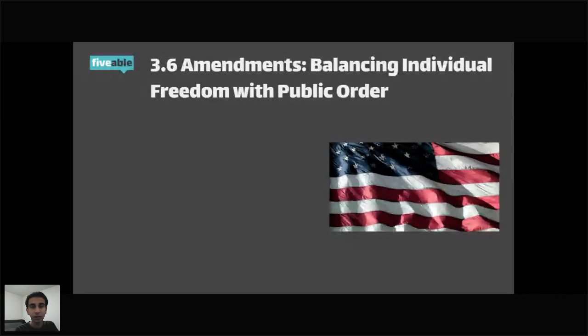All right, so let's go ahead and get started with 3.6, which is balancing individual freedom with public order. This is a common theme, like I said, we've seen across probably every standard that we've done. There's always been a conflict with this in the judicial branch and which way they should go. The population generally favors individual freedom, but the government generally favors public order because that's uniform and across all people. That's just something to consider always.